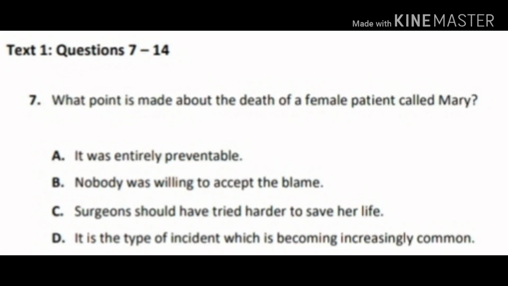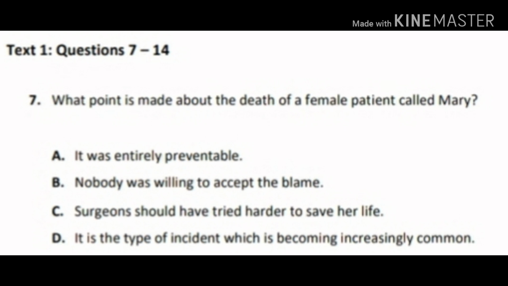So the first question is, here are the questions. Number 7, the question says, what point is made about the death of a female patient called Mary? There are 4 options, and out of those you'll have to choose the best one. The first option, A, is that it was entirely preventable. Second is that nobody was willing to accept the blame. Third is surgeons should have tried harder to save her life. And D is the type of incident which is becoming increasingly common.